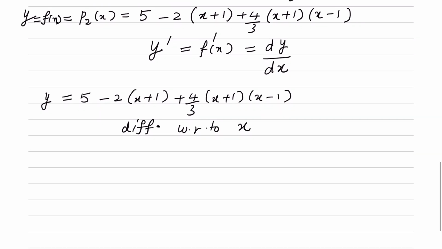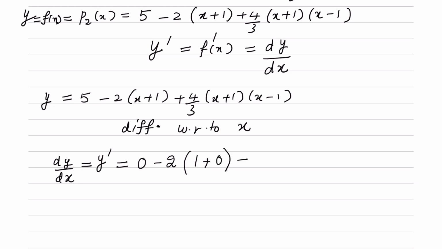So left side gives us dy by dx, which is same as y dash, equal to derivative of 5 with respect to x. 5 is a constant, so its derivative with respect to x is 0. Minus 2 is the constant on the side. Derivative of x with respect to x is 1. Plus derivative of 1 with respect to x is 0 because 1 is a constant, plus 4 by 3 outside.